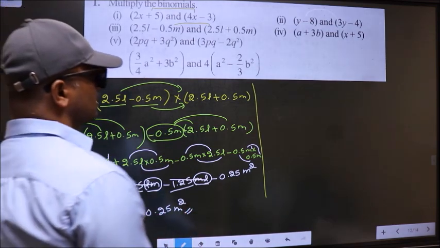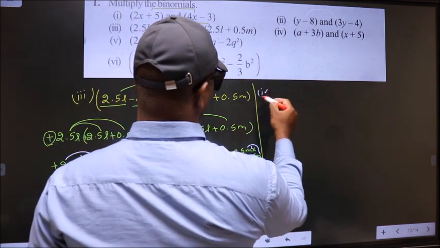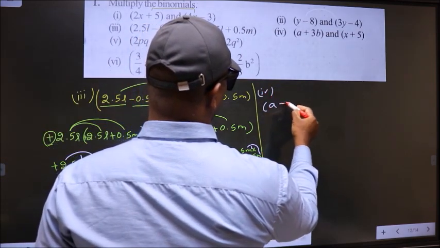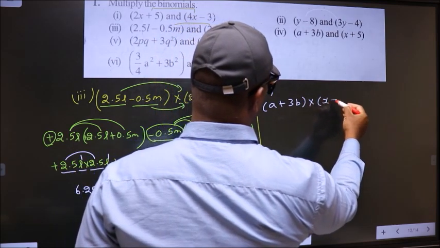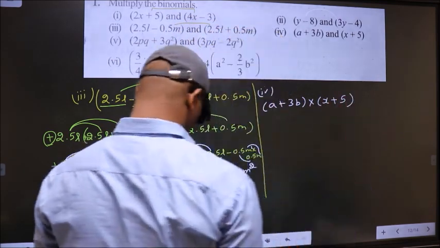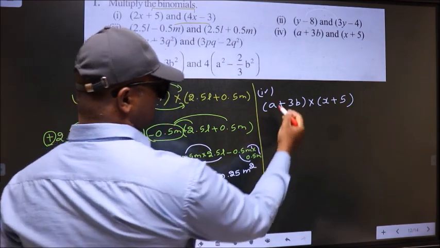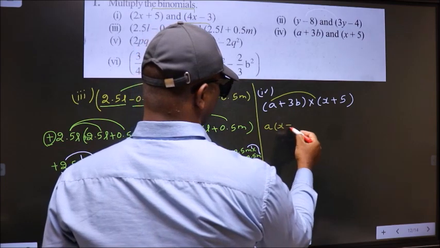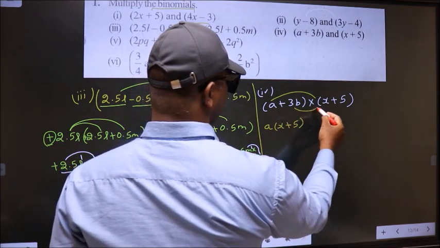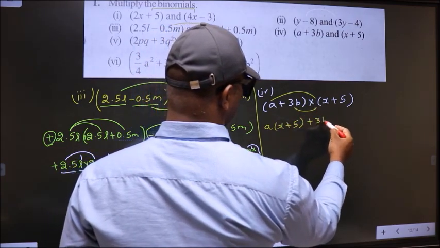Next, fourth bit. A plus 3B into x plus 5. Now, first with A we should multiply this bracket. Now with 3B we should multiply this bracket.